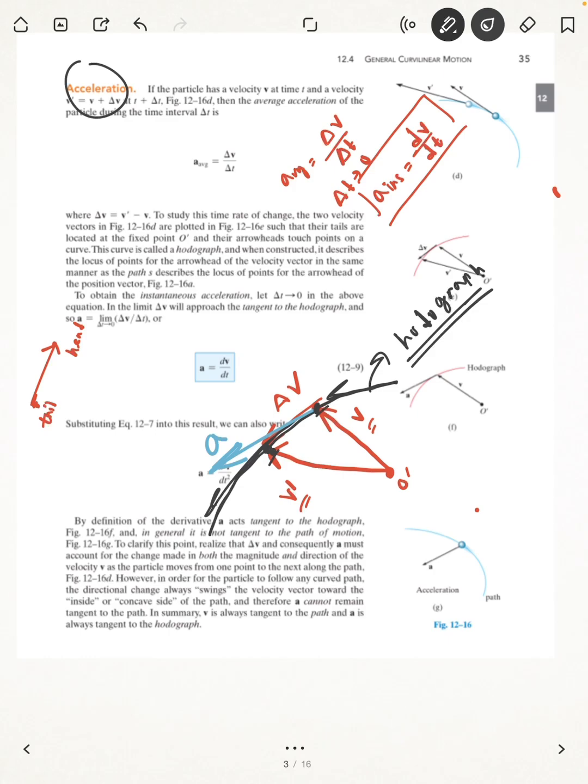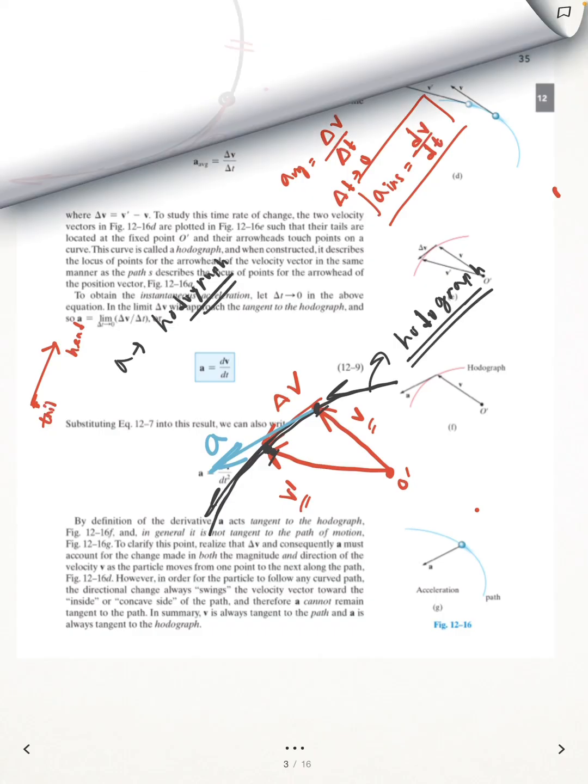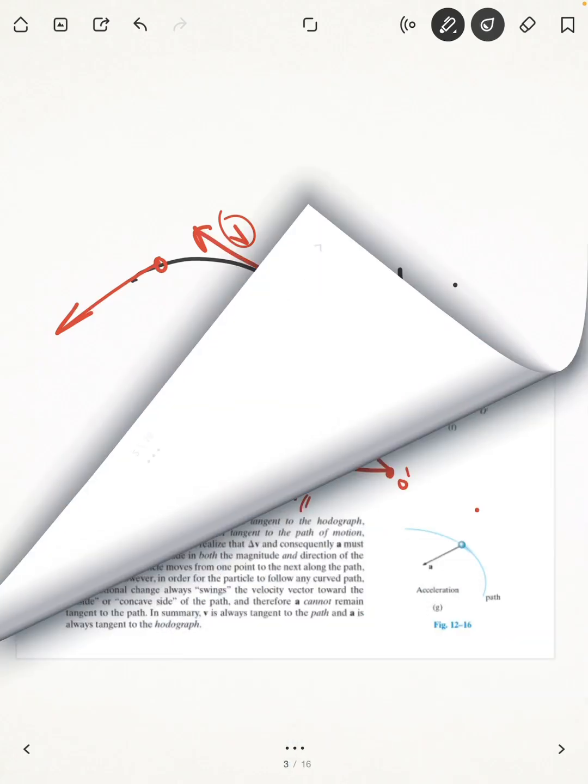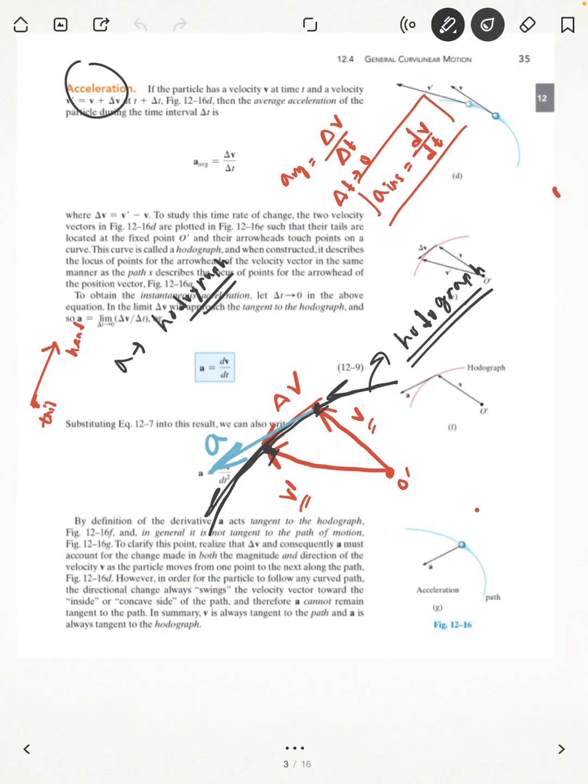So remember that the acceleration is tangent to the hodograph, not the S graph, not the path of the motion. The velocity vector is tangent to the path of the motion, but the acceleration is not tangent to the path of the motion. Rather, it is tangent to the hodograph, and the hodograph is basically the locus of the head of the velocity vectors.